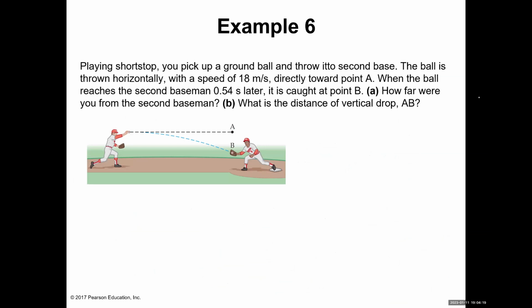All right, so we have you playing shortstop. You pick up a ground ball and throw it to second base. The ball is thrown horizontally with a speed of 18 meters per second directly toward point B. How far were you from the second baseman? And what is the distance of vertical drop going from A to B?